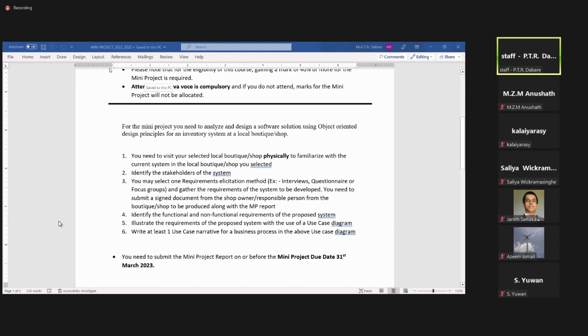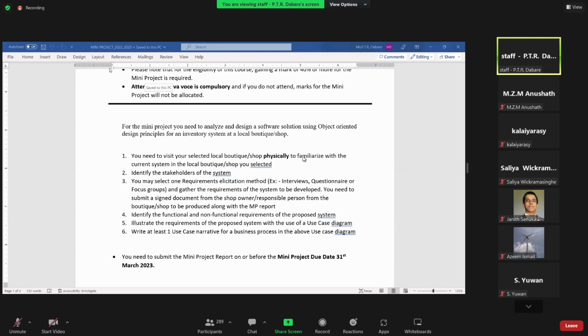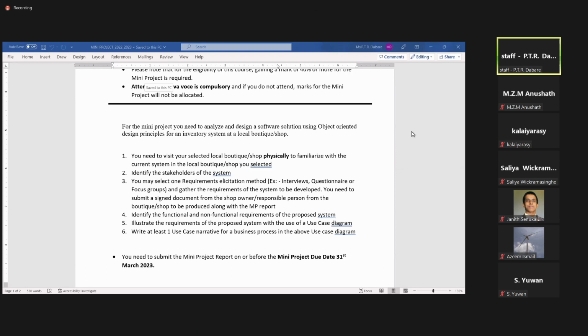Now, for the mini project, you need to analyze and design a software solution using object-oriented design principles for an inventory system at a local boutique or a shop. I will explain the question and then I'll show you in the study material that is given to you how a similar question is addressed. So for this, you have to use object-oriented design principles.